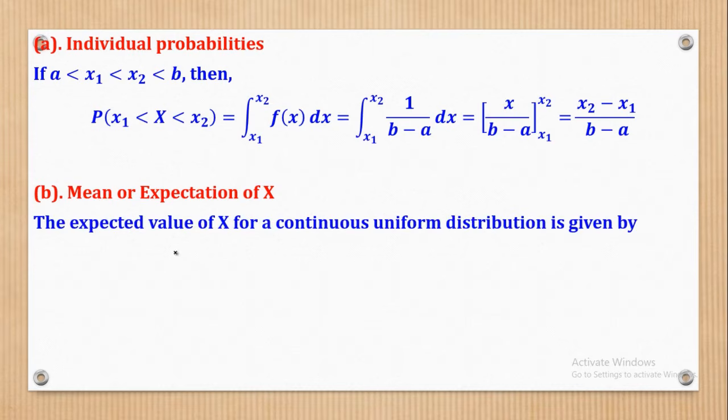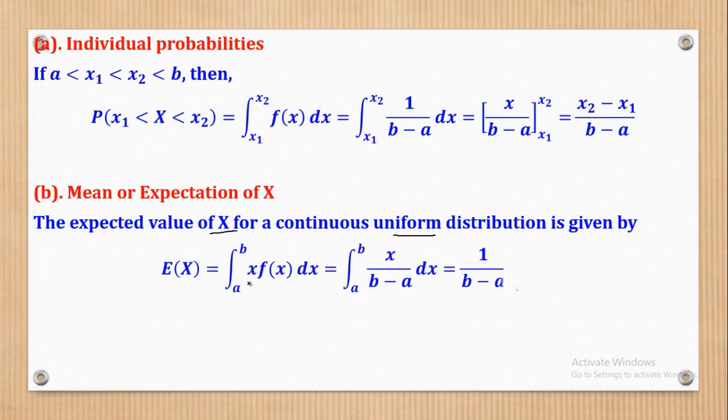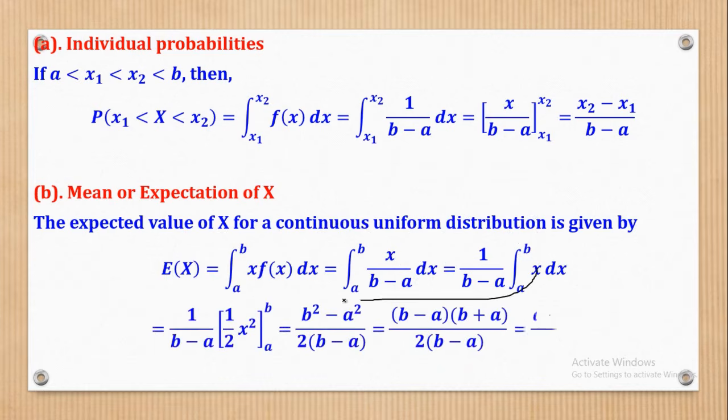So the expected value of X for the continuous uniform distribution is given by that. So x f(x), where there is x, we put the x here. So when I substitute for this, I'll come up with this. I've not yet integrated. What I've done, I've only pulled out the constant. So the constant is 1 over b minus a, which is that. So I remain with the variable inside the integral, which is x. After that, I can now integrate to come up with that. So this x gives me a half x squared.